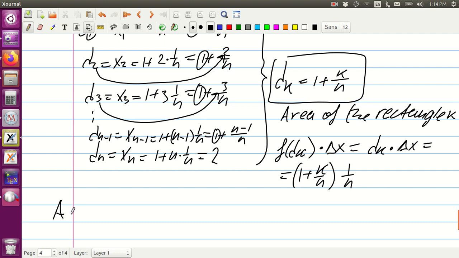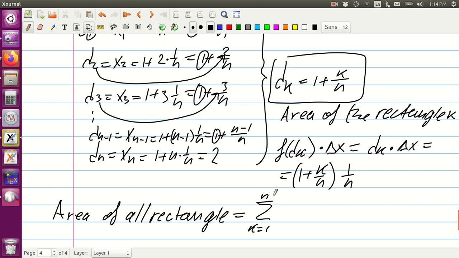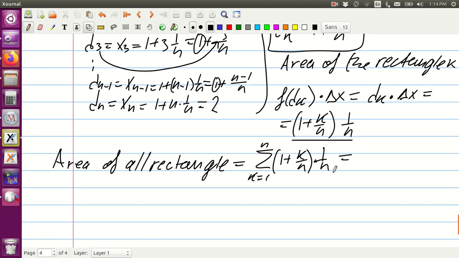So the total area of all rectangles is just the sum. So we add all of them up when k starts from 1 and ends at n. And we add up all of this area. So 1 plus k over n times 1 over n. So let's try to find the sum. First, again, like in the previous example, we're going to distribute this 1 over n through the expression. So we're going to get 1 over n plus k over n squared.